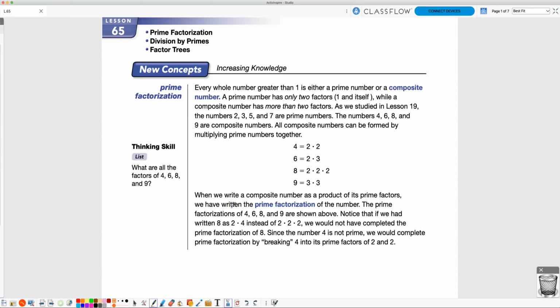When we write a composite number as a product of its prime factors, we have written the prime factorization of the number. The prime factorizations of 4, 6, 8, and 9 are shown above. Notice that if we had written 8 as 2 times 4 instead of 2 times 2 times 2, we would not have completed the prime factorization of 8. Since the number 4 is not prime, we would complete the prime factorization by breaking 4 into its prime factors of 2 and 2.